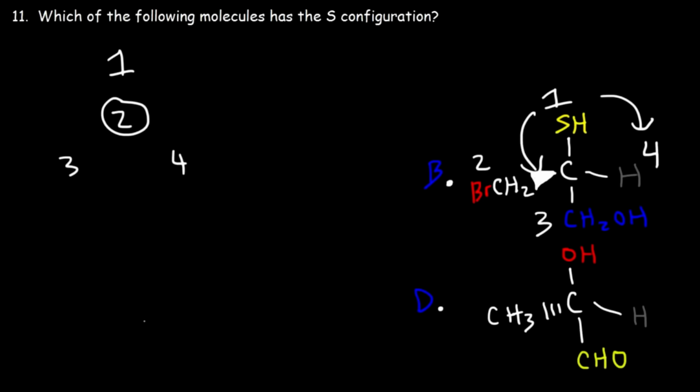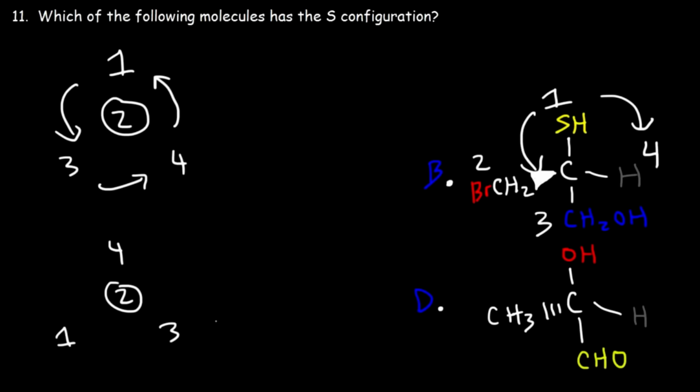We want to rotate the molecule such that group number 4 is on top. So let's rotate it counterclockwise. So now 4 is going to be on the top, 2 is still in a circle, and keep in mind, the stuff that's in a circle represents what's in front. Now 1 is going to be to the left, and 3 has moved to the right.